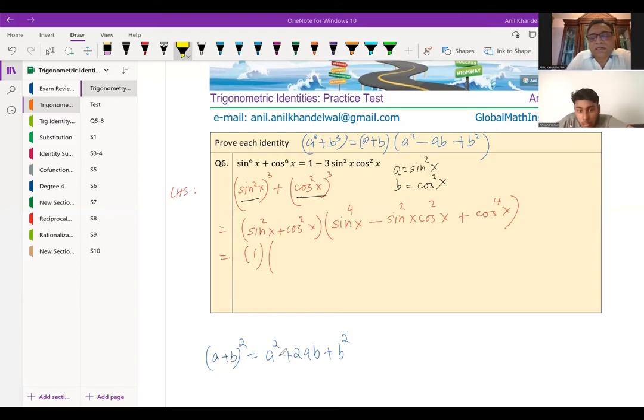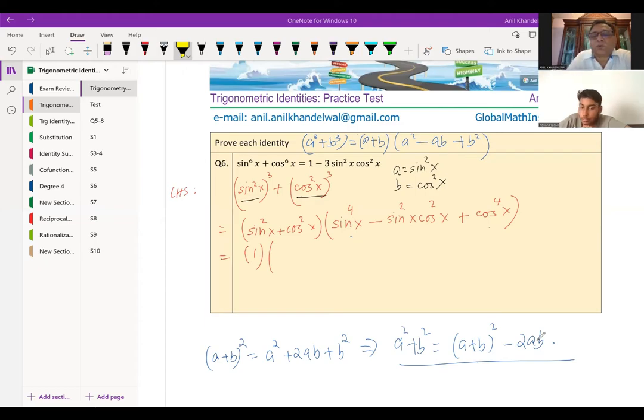So that means that since we have two squares here, sine to the power of 4x plus cos to the power of 4x, it's like a square plus b square, right? So this implies that a square plus b square equals to what? A plus b whole square minus 2ab, correct?